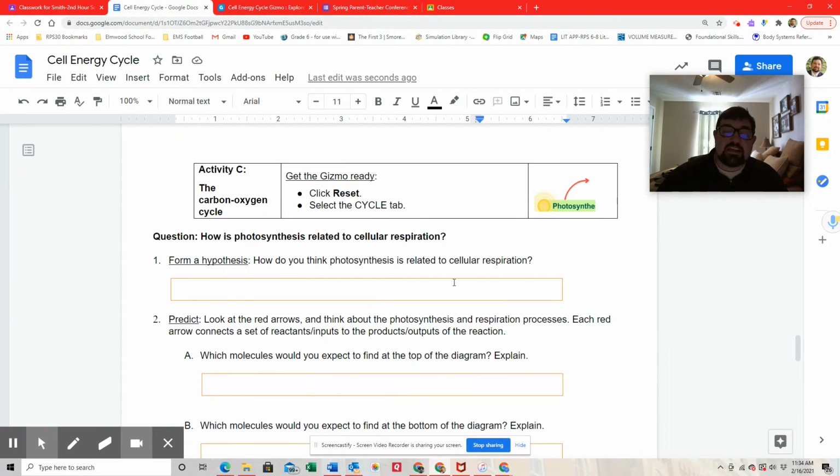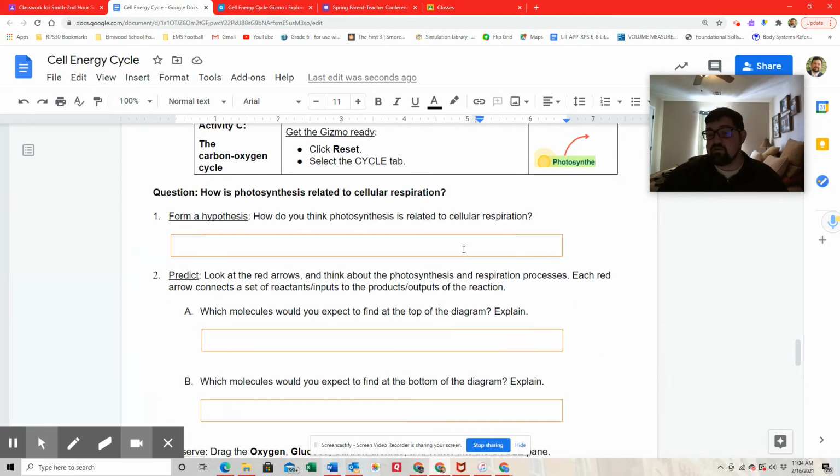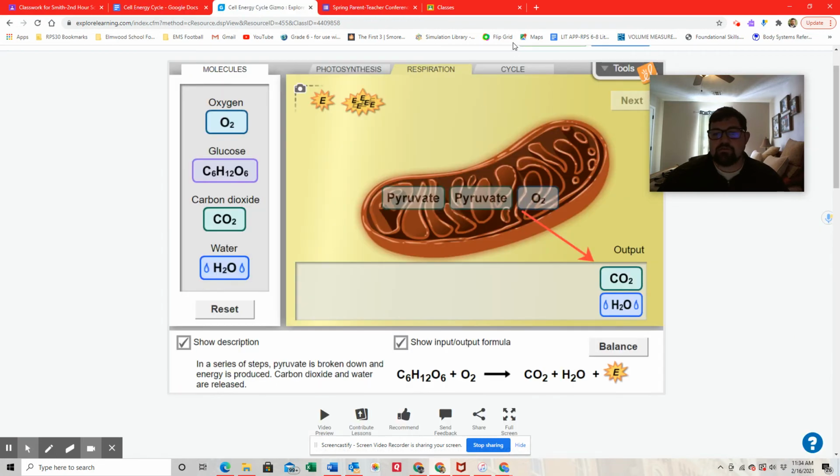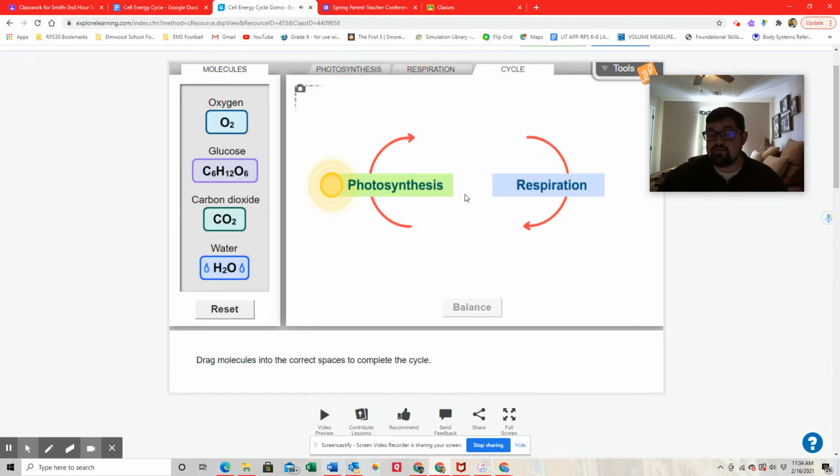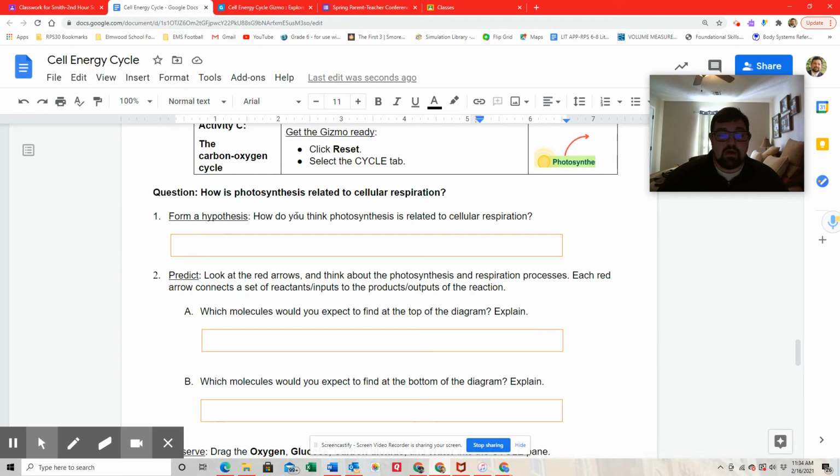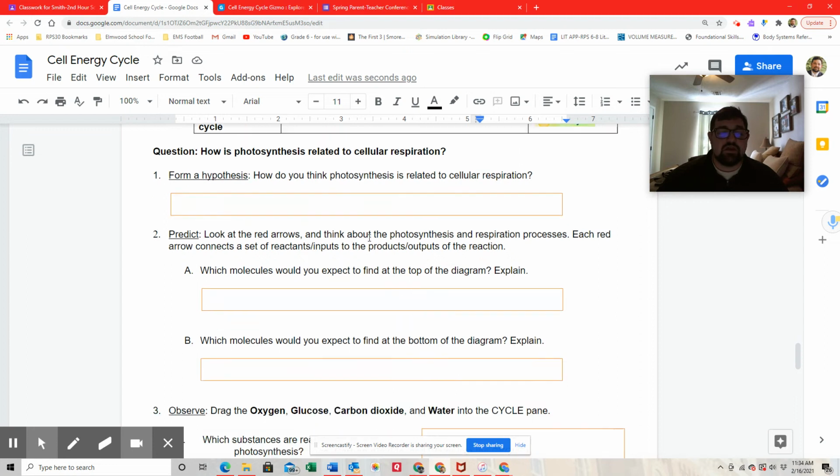And then activity C is this relationship that we've talked about. So the cycle, how do these relate to each other? So first thing, like before, you're going to form a hypothesis. You've probably seen this before. You have photosynthesis, respiration. Here we go. And then you're going to predict, how do you think photosynthesis relates to cellular respiration? Just simply tell me, how do they relate? And you have some evidence from our previous experiments in those chemical equations. So if you want to use that as part of your hypothesis, you can.